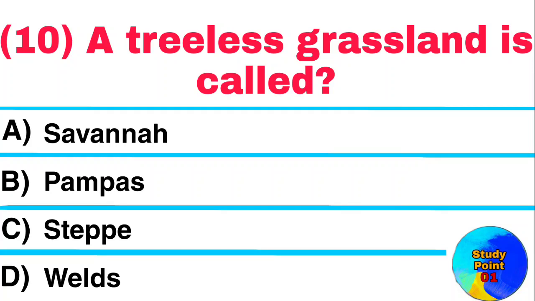Question. A treeless grassland is called: A. Savanna. B. Pampas. C. Steppe. D. Wells. Answer. Steppe.